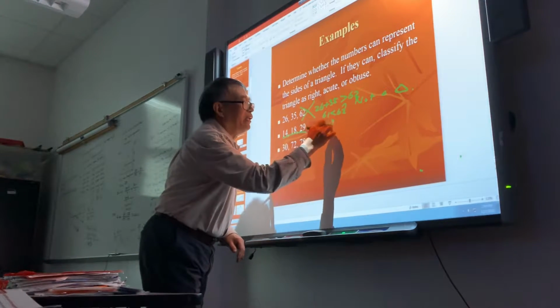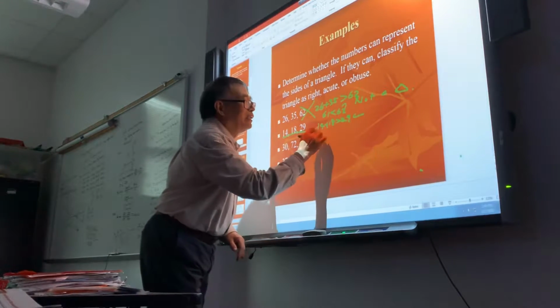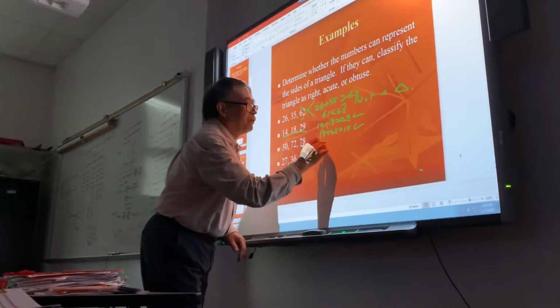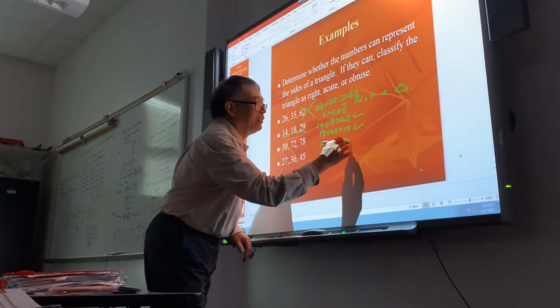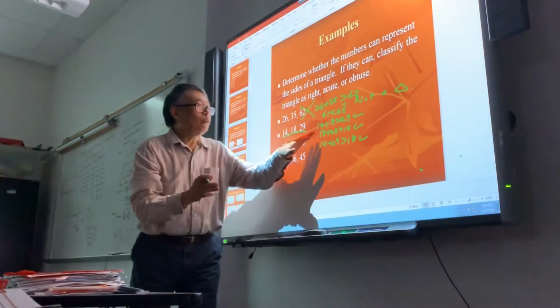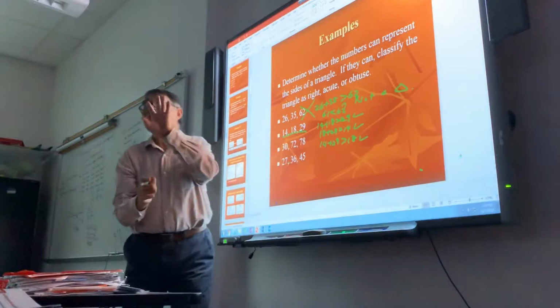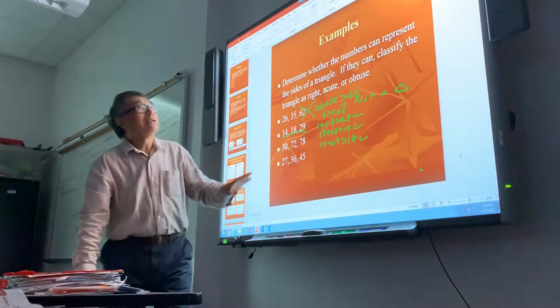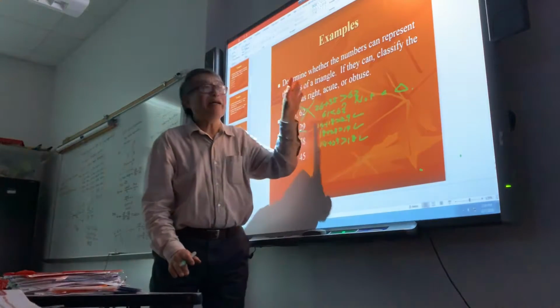14 plus 18 is greater than 29, yes. 18 plus 29 is greater than 14, yes. 14 plus 29 is greater than 18, yes. You have to check 3 times. Now, we make sure those three numbers are 3 sides of triangles. Yes. Now, if they can, yes, they can.